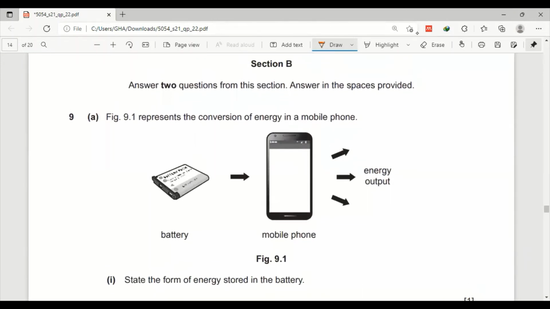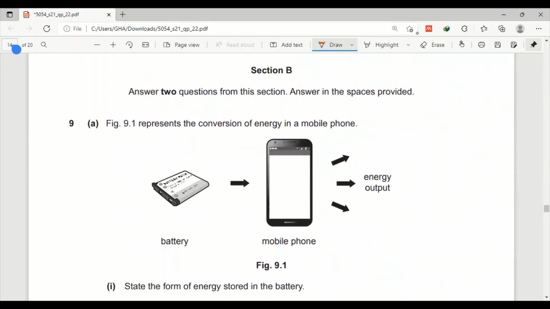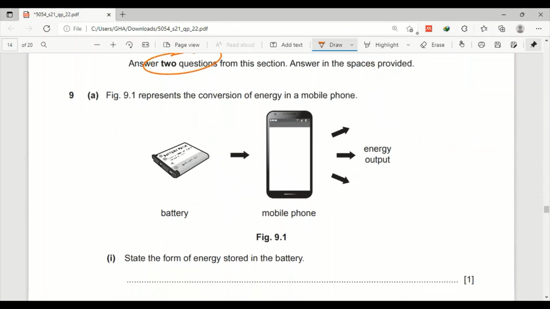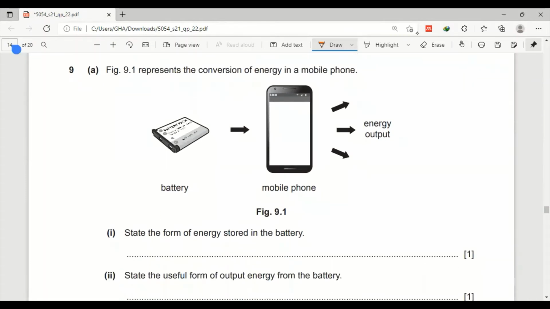And next, any two questions from this section, answer this. So I will attempt all, not two for you. So the question number 9 is, this figure represents the conversion of the energy in a mobile phone. State the form of energy stored in the battery. Definitely the battery stores the chemical energy.